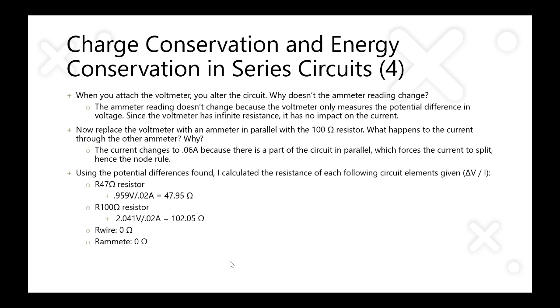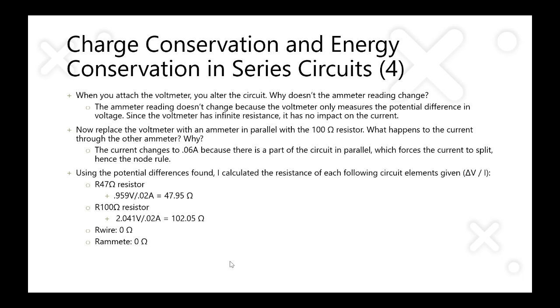If we replace the voltmeter with an ammeter in parallel with the 100 ohm resistor, the current changes to 0.06 amps because there is a part of the circuit in parallel which forces the current to split due to the node rule.